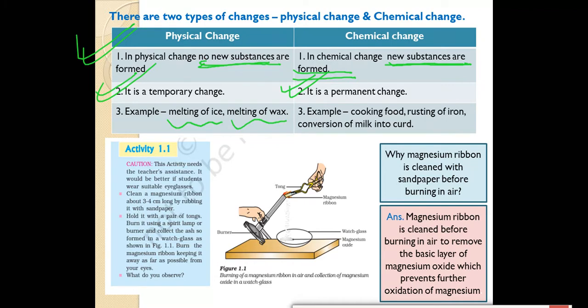Now we'll have a look at the examples of chemical changes. Cooking food: once you cook rice or potato, we cannot get back the raw rice or potato. Rusting of iron is also an example of chemical change. Conversion of milk into curd: once the curd is made, we cannot get back the milk from that curd. So these are all examples of chemical change.